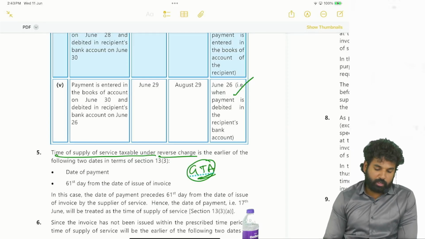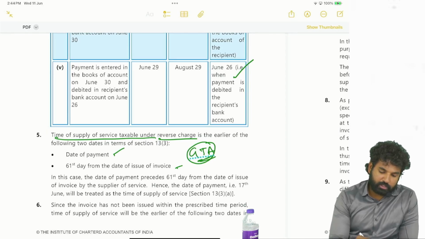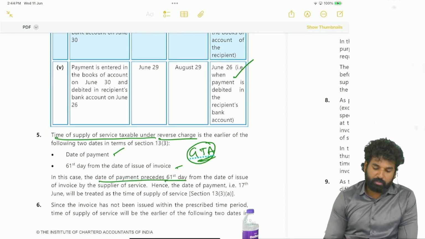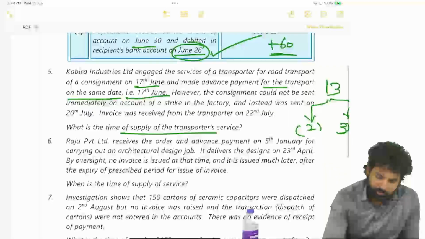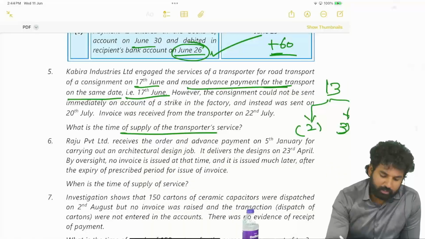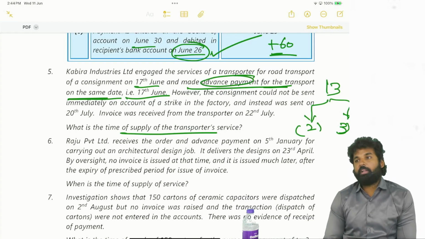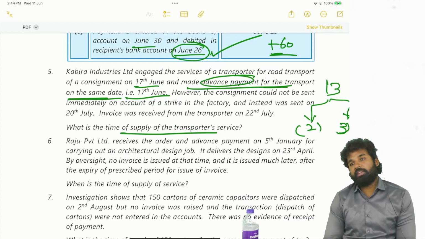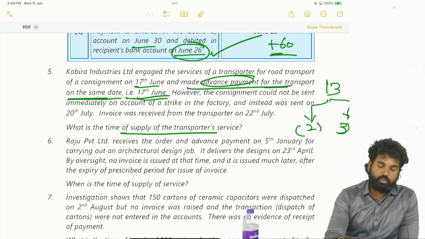It is the earlier of the following dates: date of payment or 61st day. In case the date of payment precedes the 61st day from the date of issue of invoice by the supplier of service, hence the date of payment, that is 17th June, will be treated as the time of supply of service. So maybe this advance is the full payment, I think. They made the advance payment for the transportation on the same day. Advance payment means they have made the payment early, and that too the full consideration they have paid. So that's why this 17th June will come.